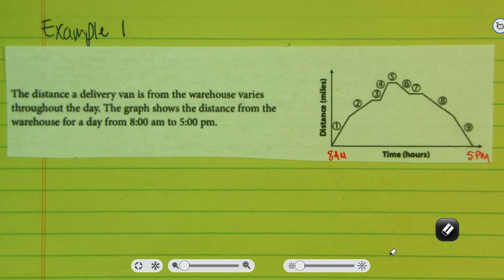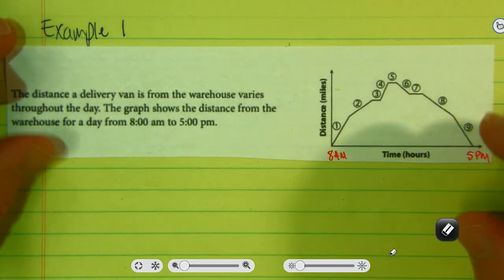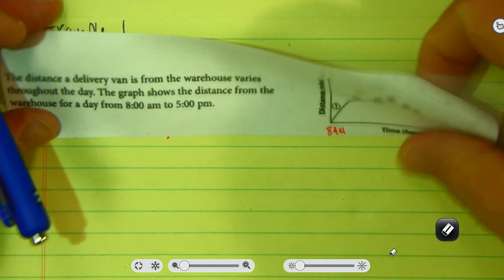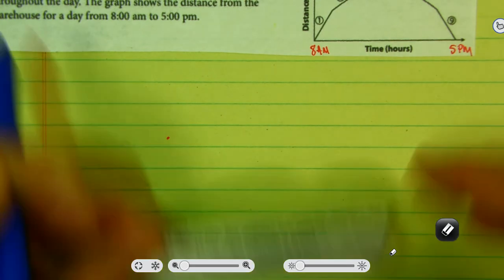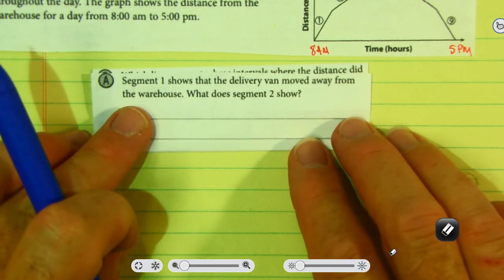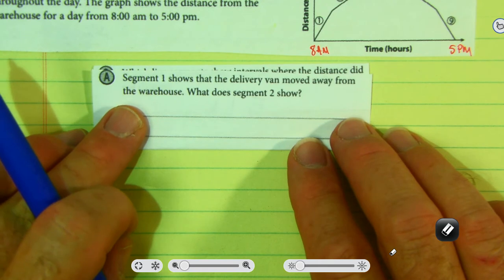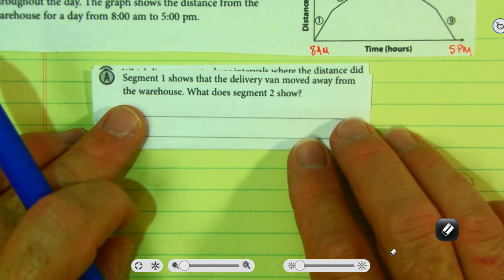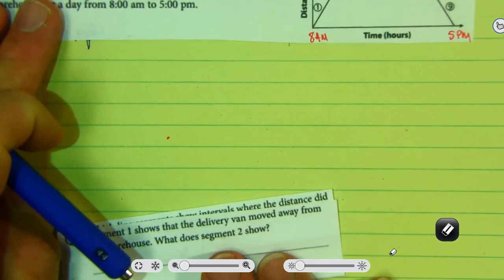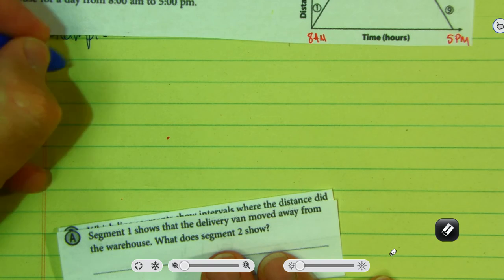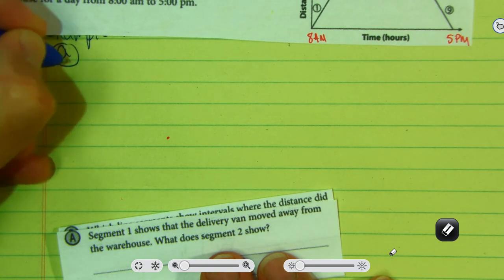All right? So for example 1, we're going to answer just a few questions. The first question we're going to answer is this one. Segment 1 shows that a delivery van moved away from the warehouse. The question is, what does segment 2 show? So write that down. Question A is that.